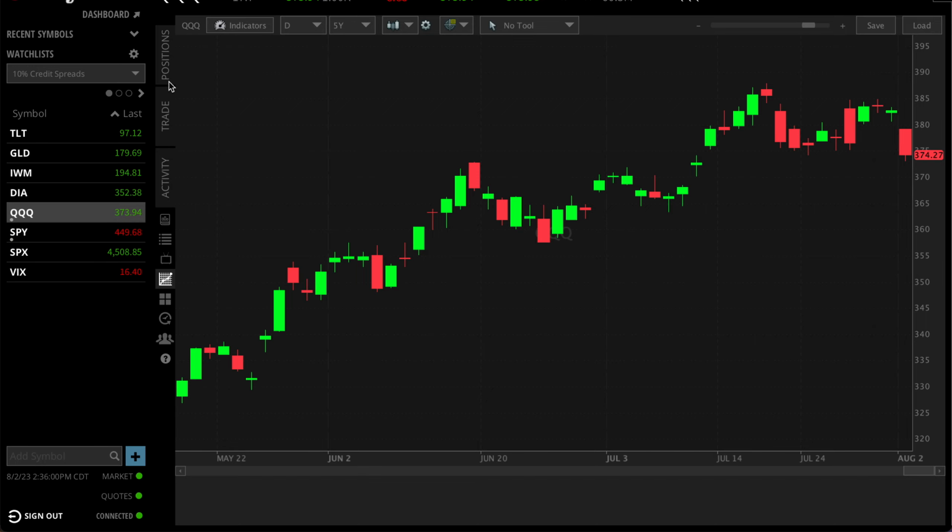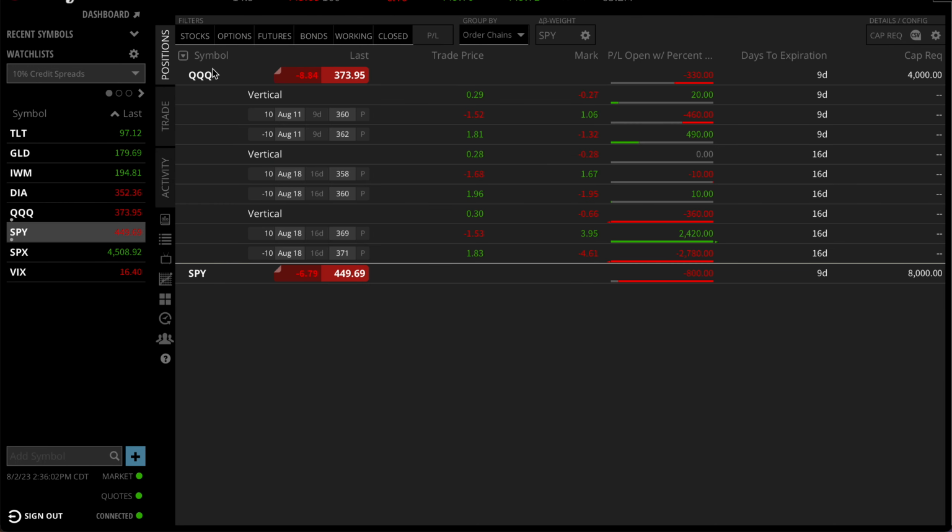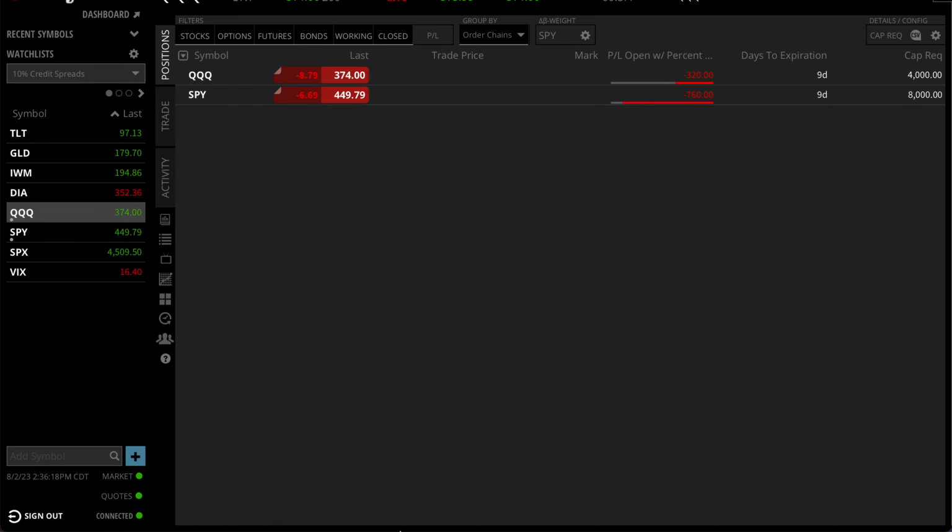Let's walk through the specifics of this position. You can see here all the positions I have on. But you can see here, August 18th, the trade that I just put on, the 363.58, I collected 28 cents in credit with 10 spreads. That means 28 times 10, so I collected $280 in credit for putting on this trade.